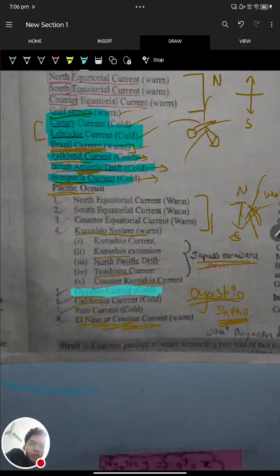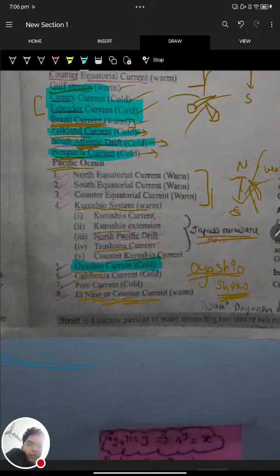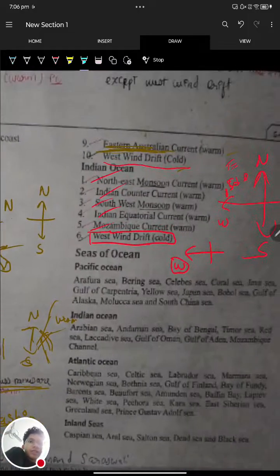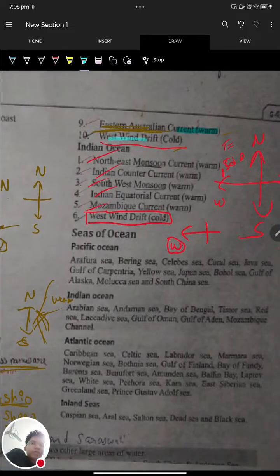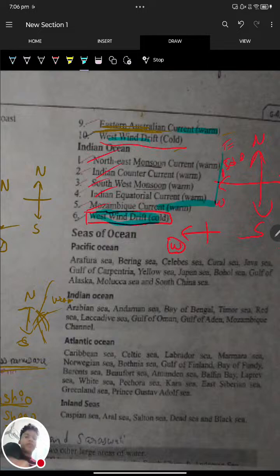Now cold is Oyashio. I told you Shiro is a Shinchan dog which was cold, and it was white too. California you could imagine as cold. Peru cold. El Nino is hot. East Australia, what I said, west is always cold, east is hot. So east is warm current, west cold. India also west cold, and in India everything is warm, monsoon everything.